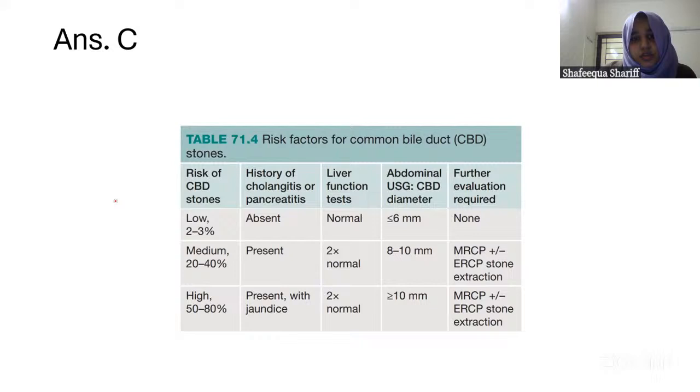So the risk of stones is low, medium, and high. Whenever there's a history of cholangitis, there's a risk. And when the liver function test is abnormal, elevated greater than 2 times normal, and on ultrasound abdomen there's a dilatation, the CBD diameter increases beyond 8 millimeters. For further evaluation, you have to do an MRCP. Whenever there's a medium risk and a high risk, you have to do an MRCP with or without an ERCP with stone extraction.